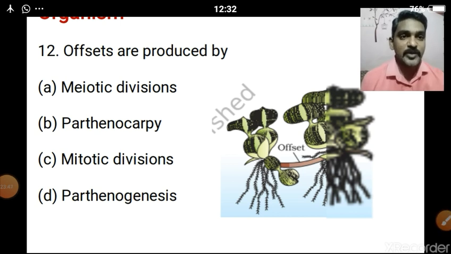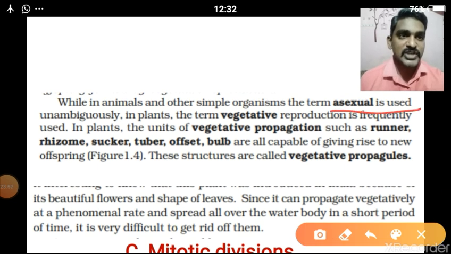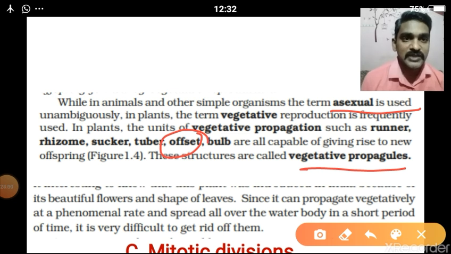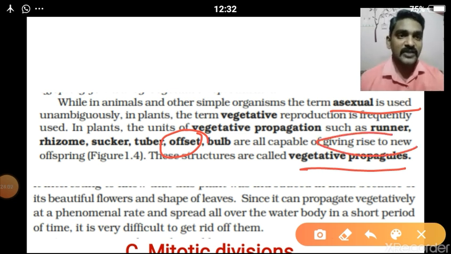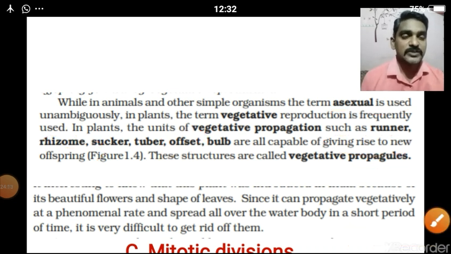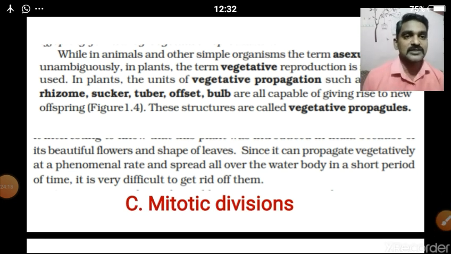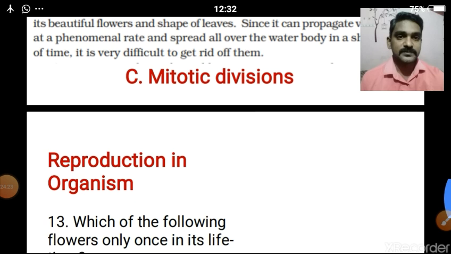Here it is not sexual reproduction. This is also given directly from the NCERT book. That is an asexual mode, so these are called vegetative propagules. An offset is a vegetative propagule, so it can directly give rise to offspring. There is no sexual mode of reproduction, so meiotic division is not possible here. The option is mitotic repeated cell divisions, which produce offsets and a new offspring. So that is mitotic division.